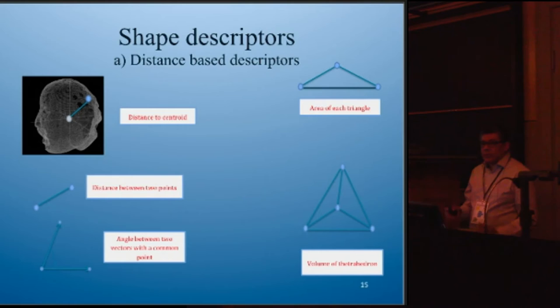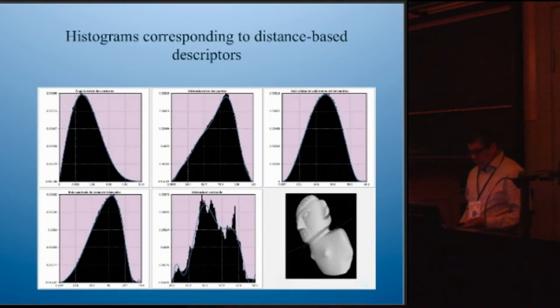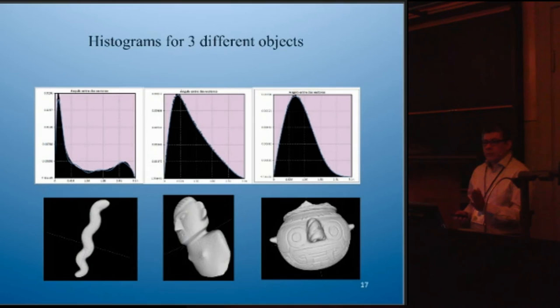And what we obtain, as I said, is these histograms. For example, for this model, we have these 5 descriptors. So those are the histograms for these 5 different distance measures that I presented before. And this will give you intuitively what we are comparing. Each object with a different shape has a different histogram. So what the machine does is compare these histograms.